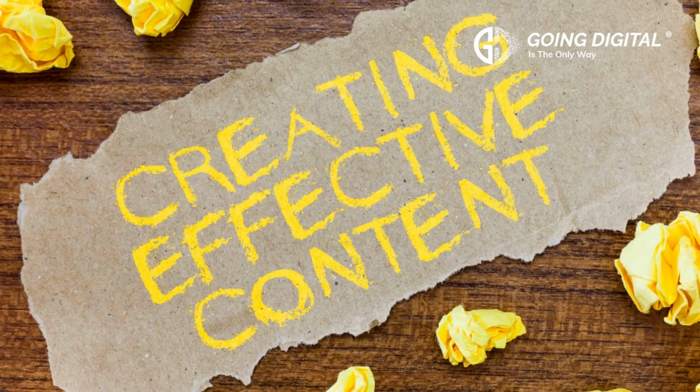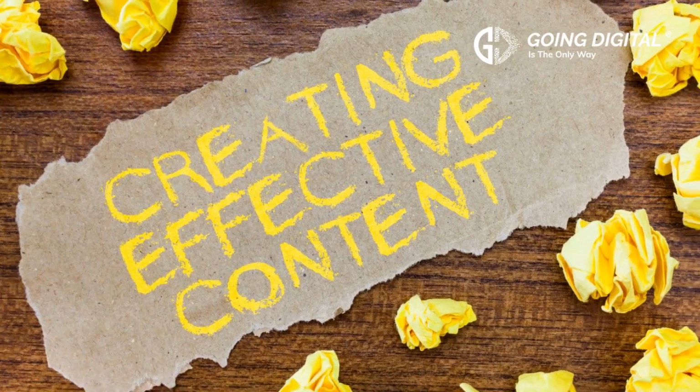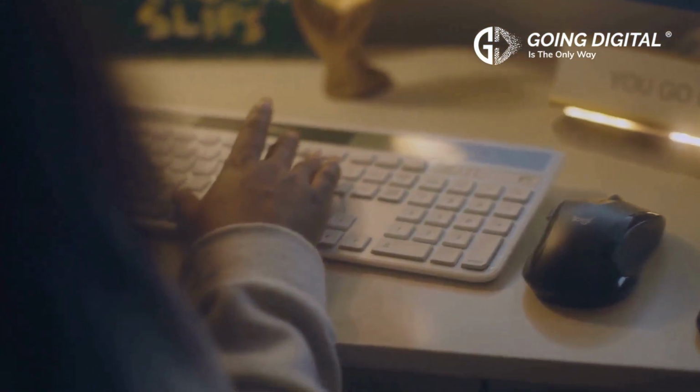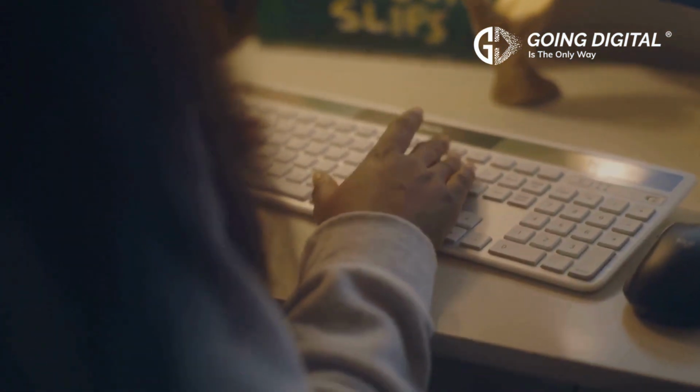Step 2, keep it concise and clear. A good headline is short, straightforward, and easy to understand. Don't use jargon or complex words that might confuse your audience. Instead, use simple and clear language that immediately tells your audience what the content is about.